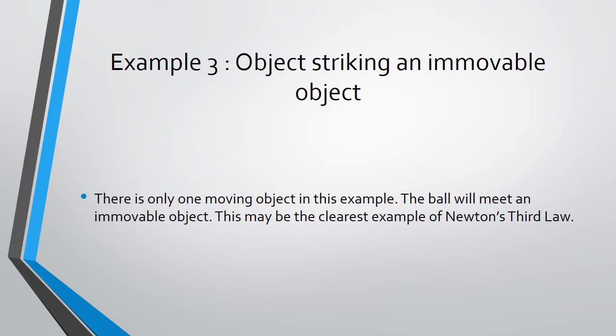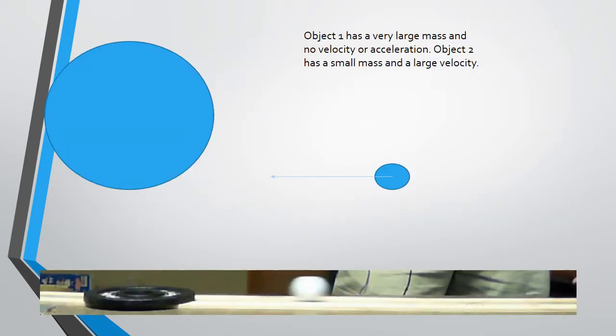Example 3. Object striking an immovable object. There's only one moving object in this example. The ball will meet an immovable object. Object 1 has a very large mass and no velocity or acceleration. Object 2 has a small mass and a large velocity.